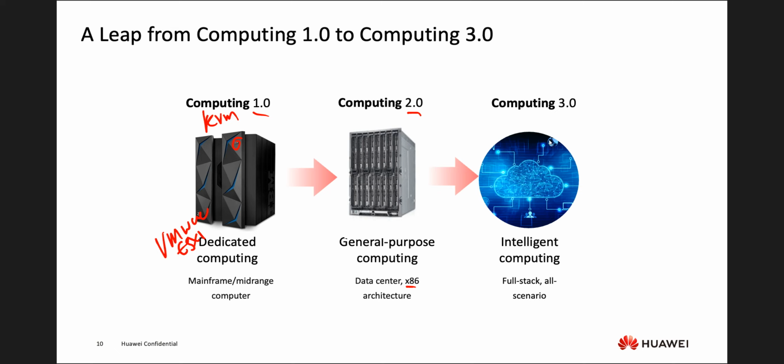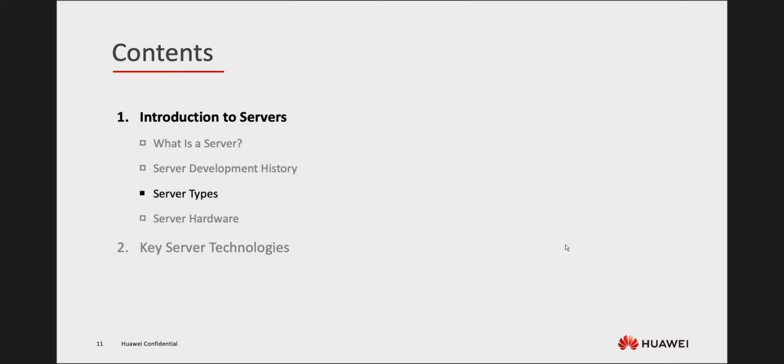Then lastly we have intelligent computing. Remember previously we looked at containers and cloud native, but this is looking at it from a different perspective: you have intelligent computing, or a full stack kind of computing stack, like a cloud stack. This is where you have AI involved, GPUs involved, and a lot of processing involved. That's the cloud computing model 3.0. So that is server types, giving you a history of it.